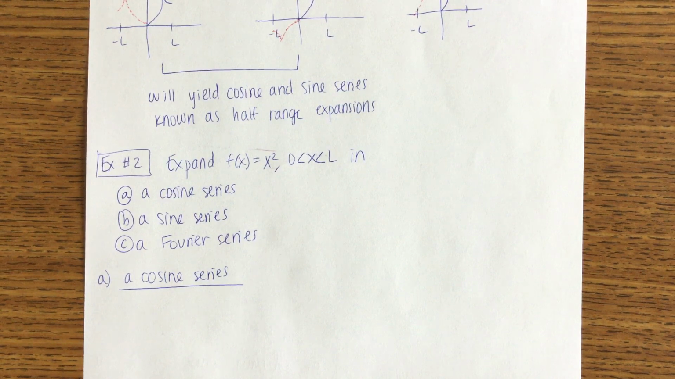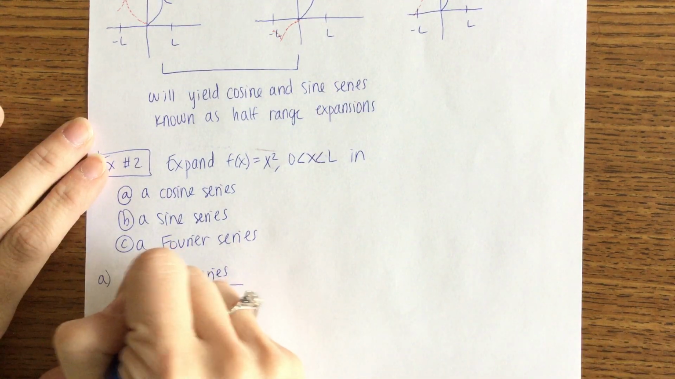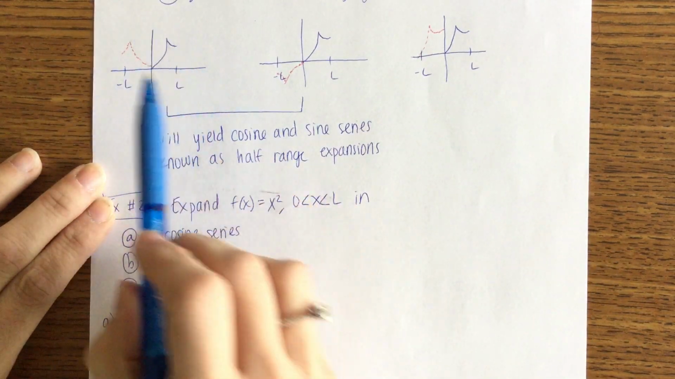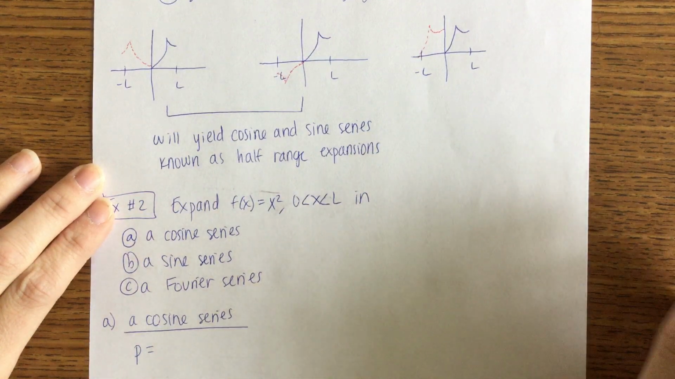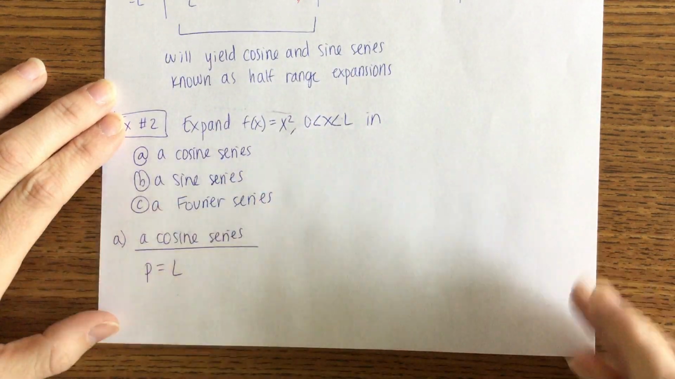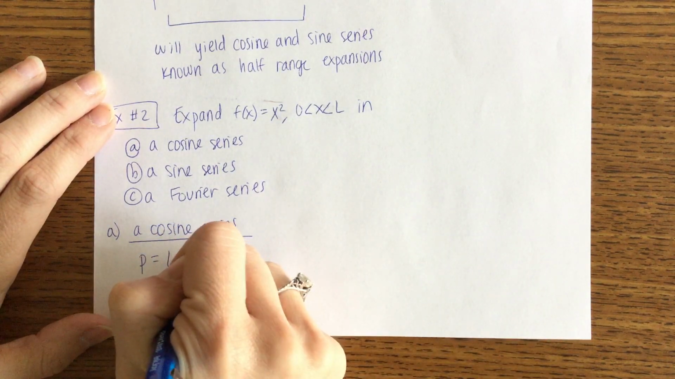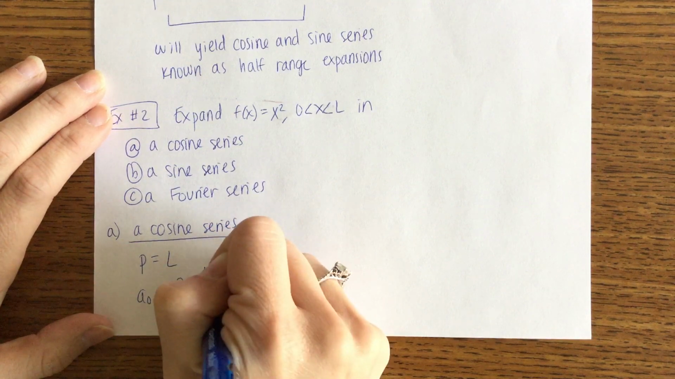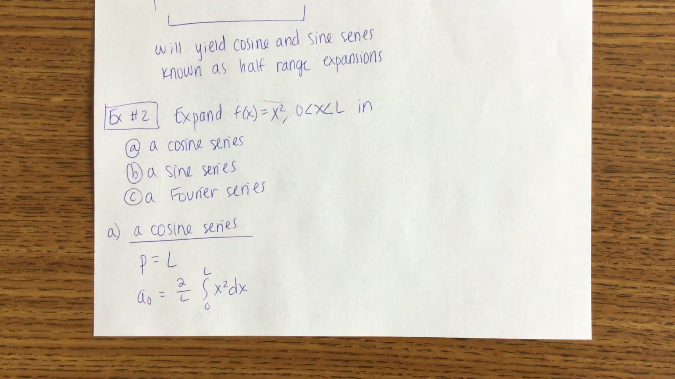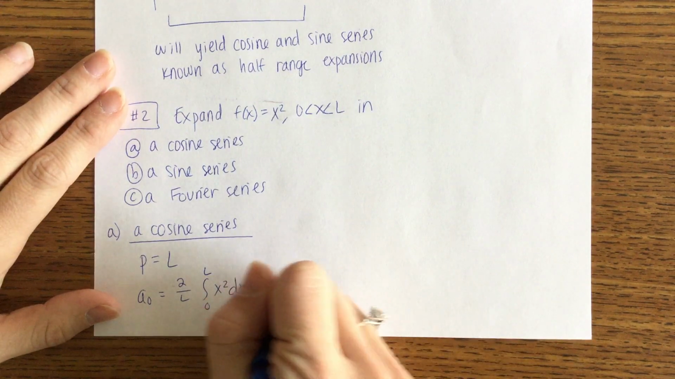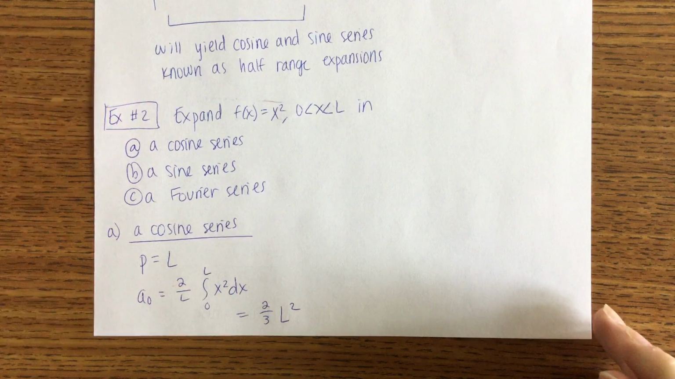Okay, cosine series. First thing that we need to identify is what is P. So if we look back at case 1, we're defined from negative L to L. What is P in this case? L. Okay, so our a sub 0 then is going to be 2 over L, integral from 0 to L, of f of x dx. Right, that's just a cosine series. It's what we wrote on the previous page. Are you guys okay if I just tell you what that ends up being? Okay, great. That is 2/3 L squared.